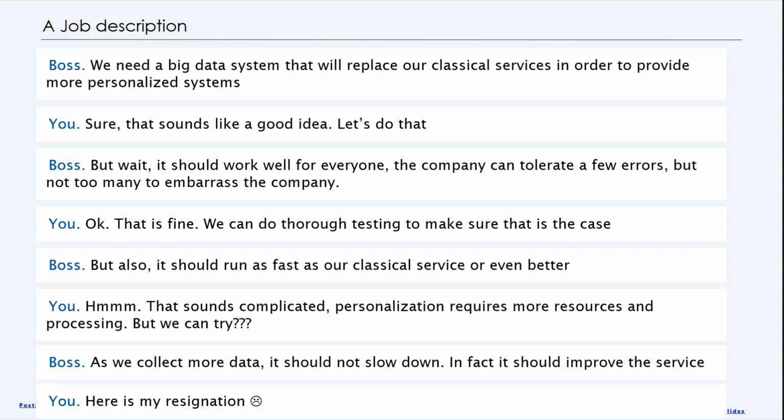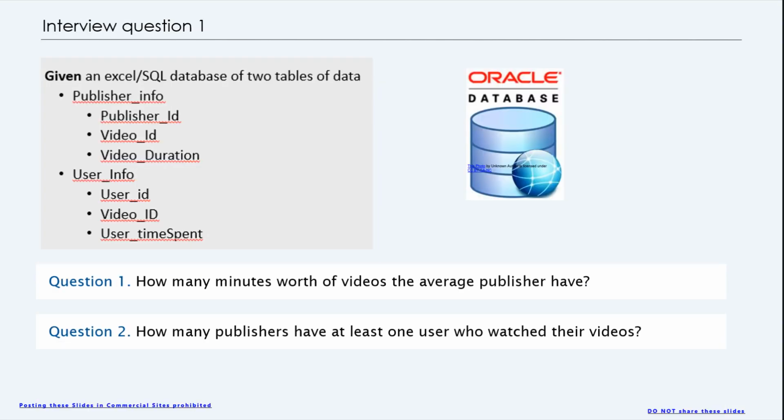Now, so that's the tough question. So how do we deal with that? Let's take a look at some of the questions that might come up if you're looking for a job, an interview question. Suppose you have two tables, Excel or SQL database tables. One table is publisher information, which contains ID and video duration, and the other is user information: user ID, the video that the user has watched, and the user time spent.